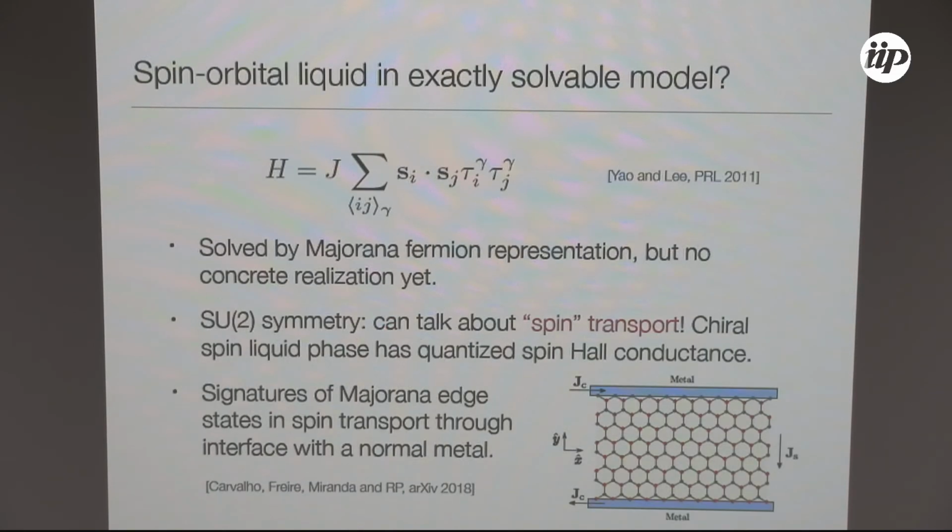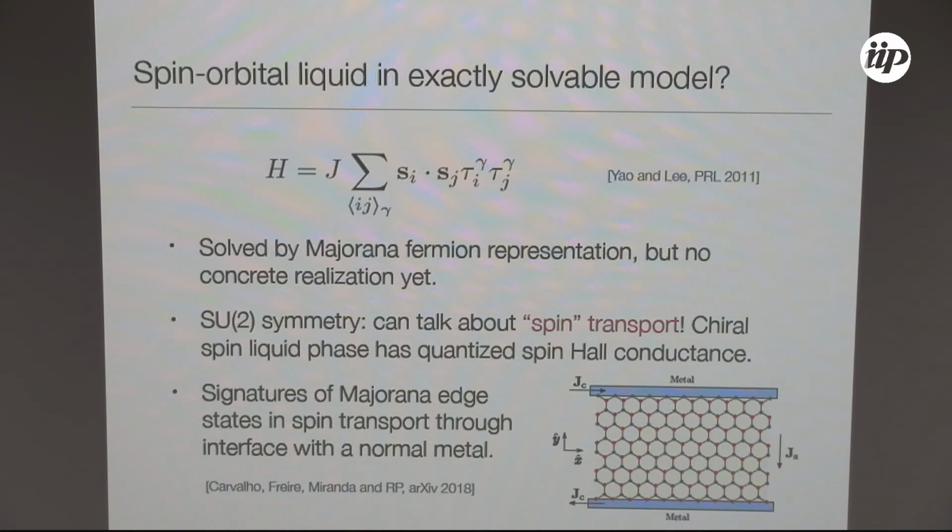And let me just advertise briefly something I did with Vanildo Carvalho and Herman Freire, who are in the audience. So I started talking about the Kitaev model. And you can ask, is there an exactly solvable model that looks like these J equals 3 halves models that I was talking about, with pseudospin and orbital degrees of freedom? And in fact, there is.